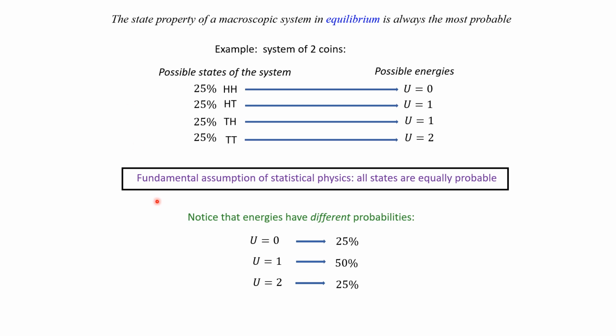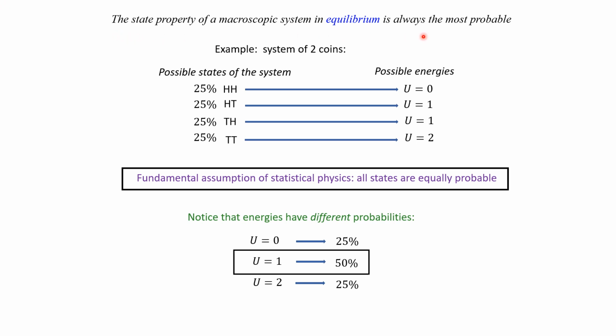But notice that the energies have different probabilities, because more than one state can have the same property. In our example, this state and this state have the same property, the same energy. So this energy is more probable than this energy and this energy. In fact, the probability of finding the system with energy 0 in our example is 25%, of finding it with energy 1 is 50%, and finding it with energy 2 is 25%.